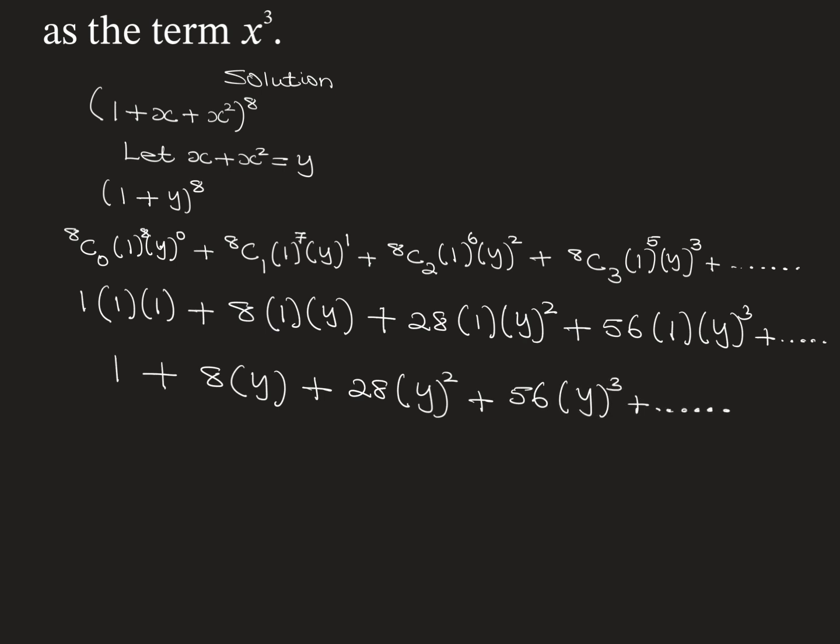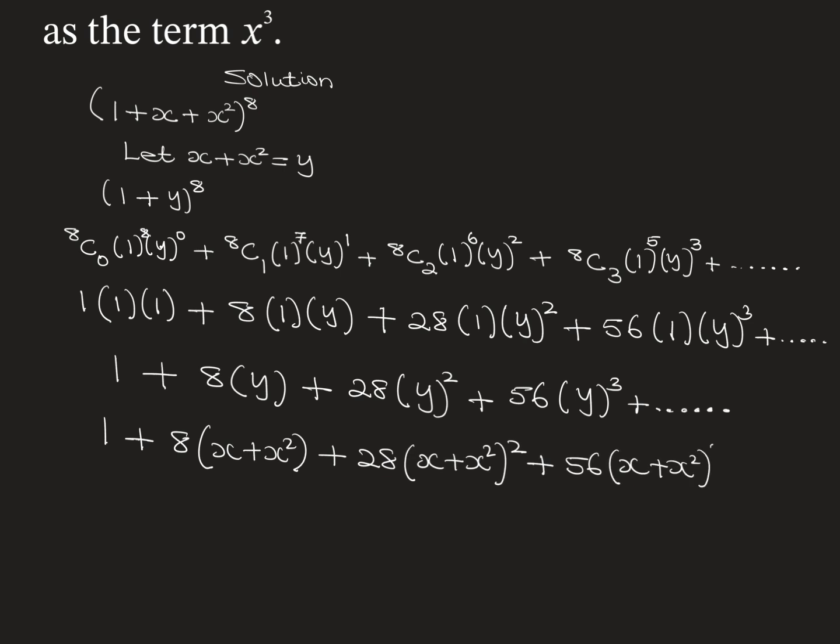But remember, we have said that y is x plus x squared. So that is what we need to substitute now. In that case, we will have 1 plus 8 into (x plus x squared), plus 28 into (x plus x squared) to the power 2, plus 56 into (x plus x squared) to the power 3, plus continuous.